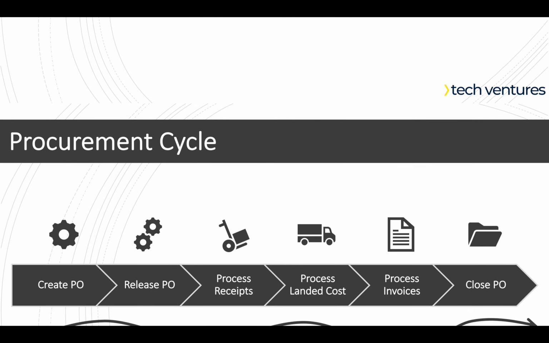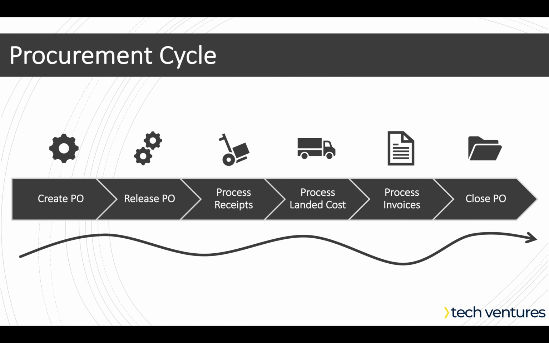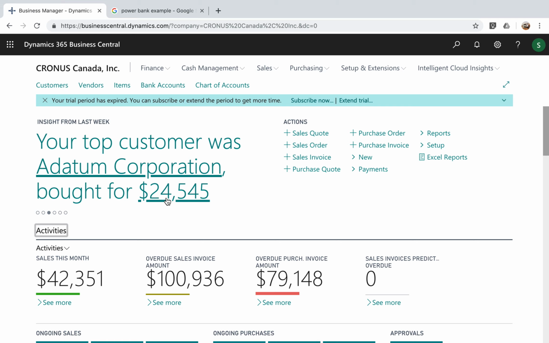Landed cost comes in when there's a procurement cycle. So we're going to go through a very typical procurement cycle in Business Central. We're going to create a purchase order, release that purchase order, process the receipts, process the landed cost, process invoices, and close the purchase order. So let's see how it works in Business Central.